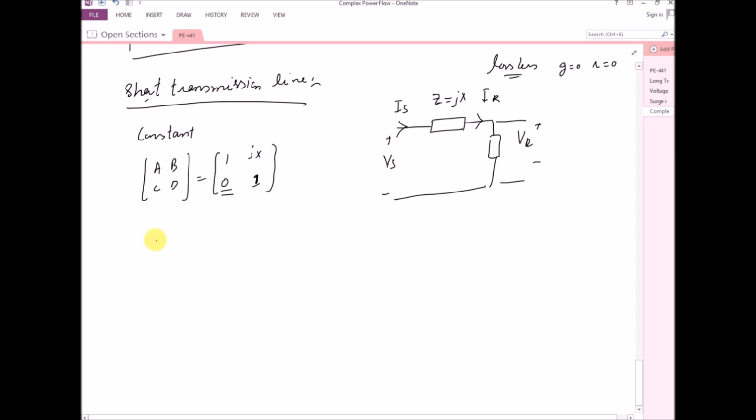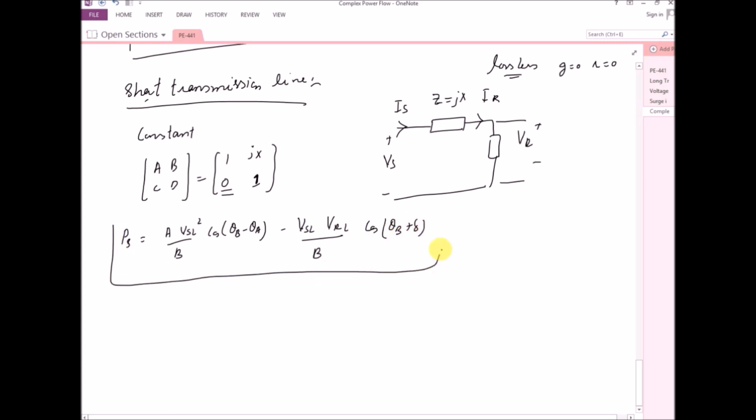So now if I have to update the sending end power equation, I'm just writing the equation again: PS equals A VSL squared over B cos(theta B minus theta A) minus VSL VRL over B cos(theta B plus sigma), right? So this is your sending end power equation. That is the generic one that can be used for any of the transmission lines. Now if I have to find the values of A magnitude, B magnitude, theta A and theta B, we can calculate them from here.